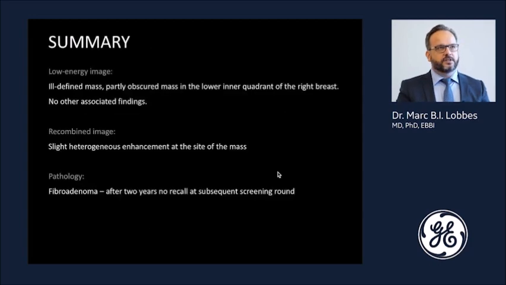So to discuss this case, the mass was partly obscured in the lower inner quadrant. No other findings, and we already saw that it showed slight enhancement on the recombined images, and it turned out to be a fibroadenoma, which was subsequently confirmed 2 years after this analysis. She wasn't recalled for an evolving mass in a subsequent screening round, so this was a false positive finding. We found something which was benign, but at least we didn't overlook any cancers elsewhere in the breast.